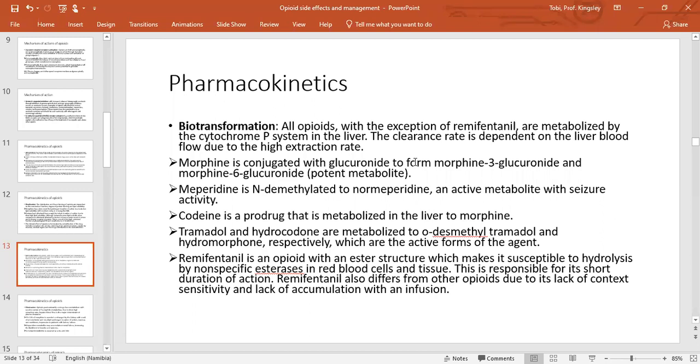Remifentanil is an opioid which has an ester structure. Don't forget that we said opioids can be classified based on their structures. Because remifentanil has an ester structure, it's susceptible to hydrolysis by non-specific esterases in red blood cells and tissue. Note this, because this is the only opioid that is metabolized through this system, okay? And this is why it has a very short duration of action, and it also has a lack of context sensitivity, and it does not accumulate with an infusion because of this ester hydrolysis in red blood cells and some other tissues.